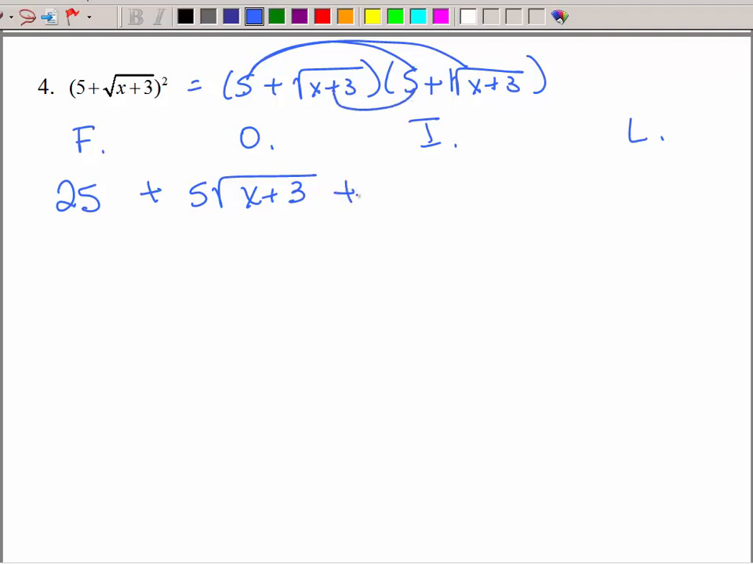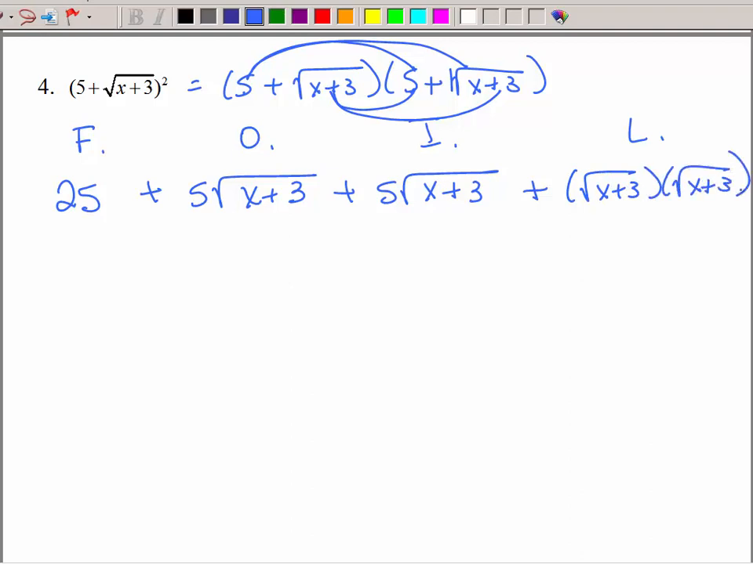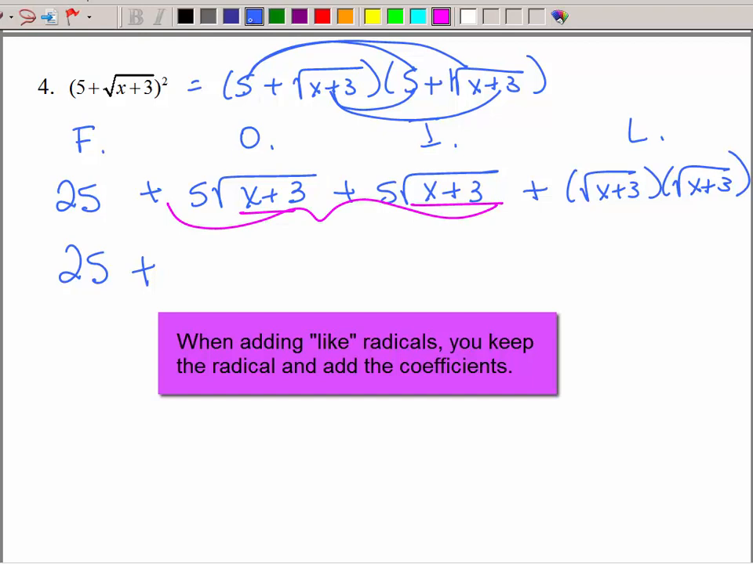Then here we have plus, same thing. And then we have the square root of x plus 3 times the square root of x plus 3. Hopefully you're thinking, I know what that is. All right, so I have 25 plus. Are those alike? Yes, they are. The square roots are the same, so we keep the square root and add the coefficients.